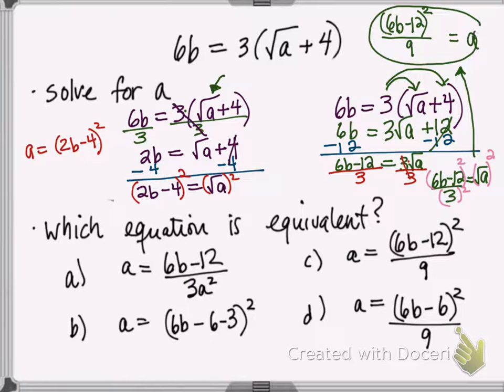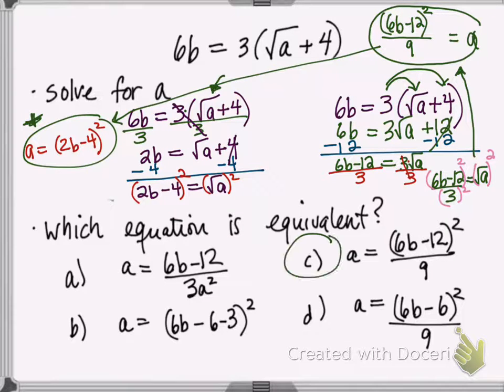So if I actually multiply that numerator out, 6b minus 12 times 6b minus 12, and then divide by 9, you would get the exact same answer as multiplying 2b minus 4 times 2b minus 4. So which equation is equivalent to this one that we solved right here? That would be equation C. We got that in our second option to solve.